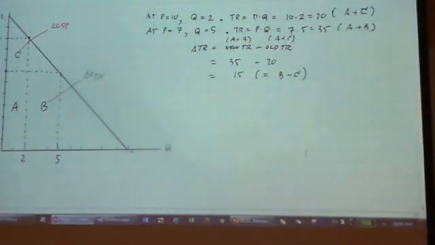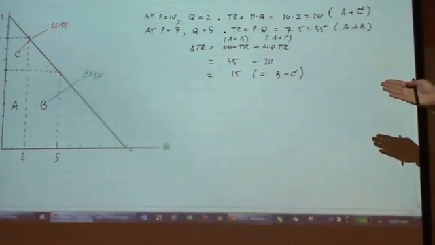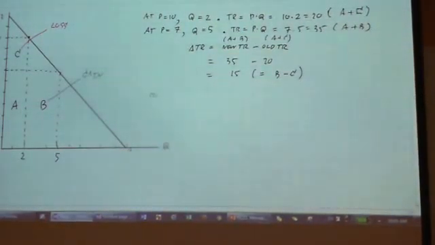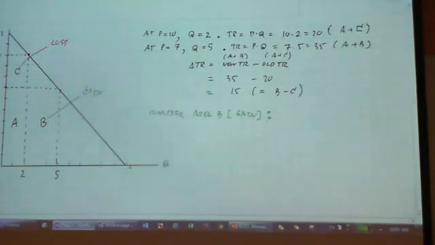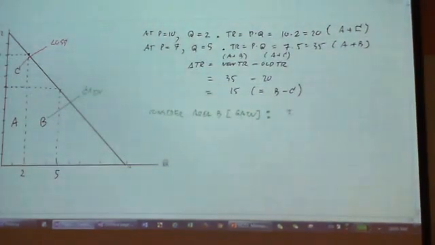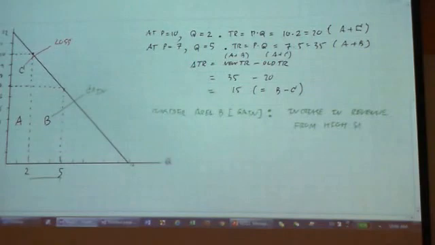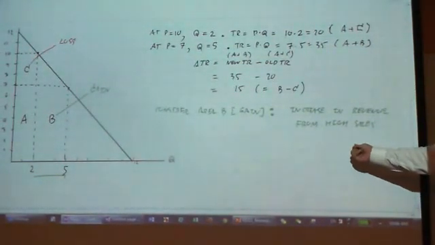Alright, so what next? We want to discuss more about this B and C. Let's discuss B first. Consider area B, which is gain. This gain is an increase in revenue, right? Increase in revenue from what? From higher sales. Higher sales from 2 to 5, you can see this. I can sell more, 3 units more.